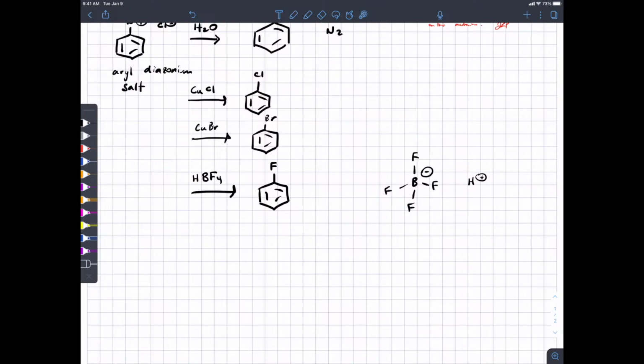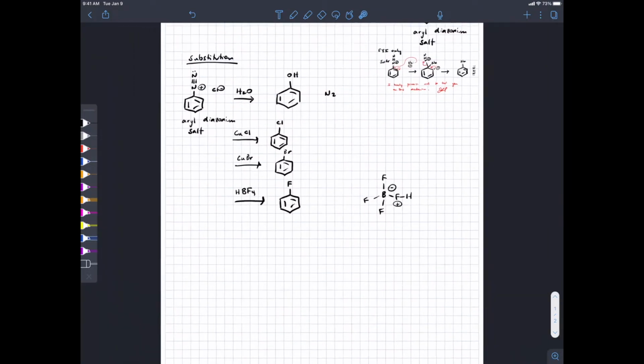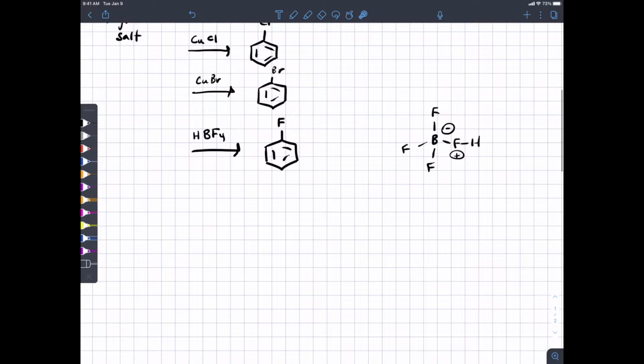So fluorine's more electronegative than boron. So this negative charge has to be felt more out on the fluorines. And so probably that H is on one of the fluorines. And I'm not sure what the mechanism is at this point, and your text doesn't say, so we simply won't worry about it. My guess is that one of the fluoro groups leaves, but I'm not sure. So I'm sorry that I don't have better information for you there.